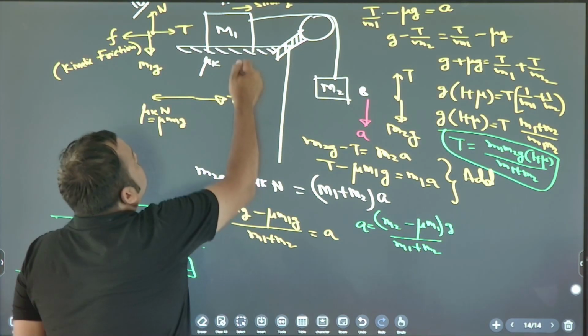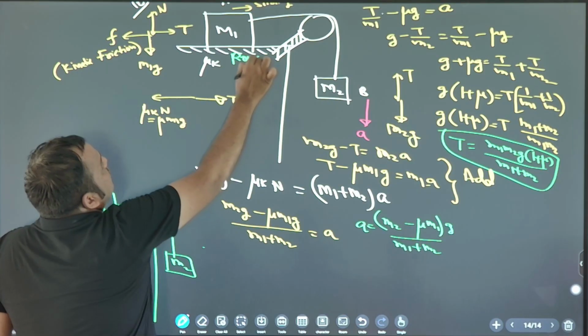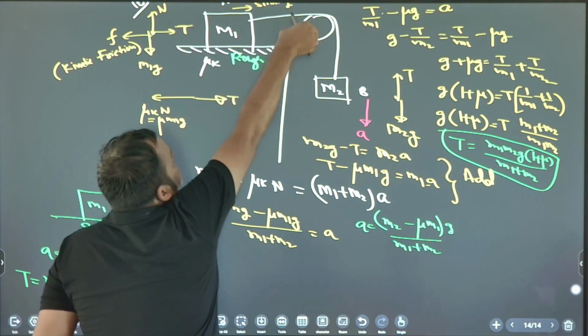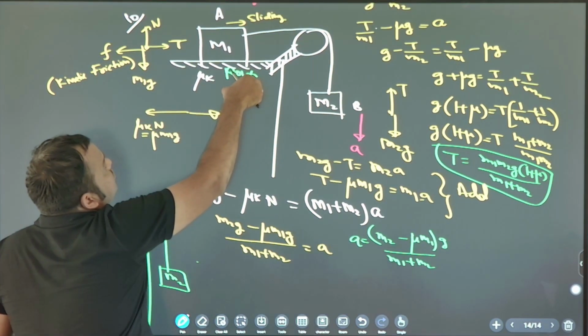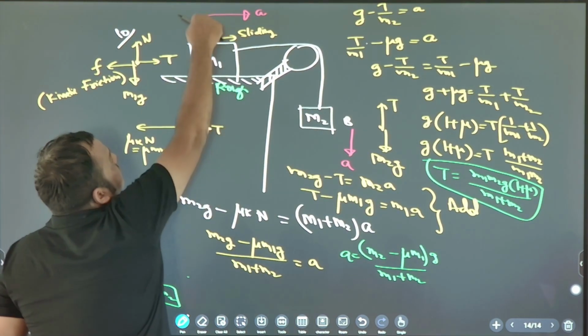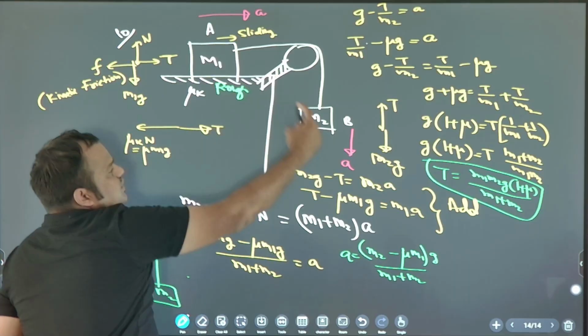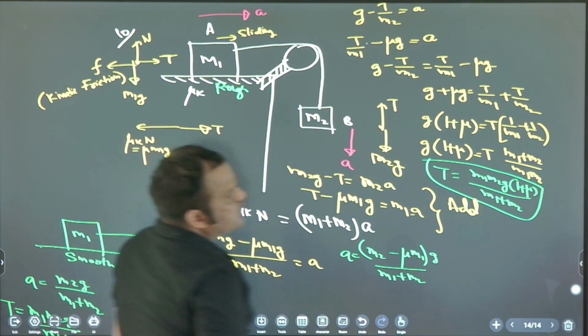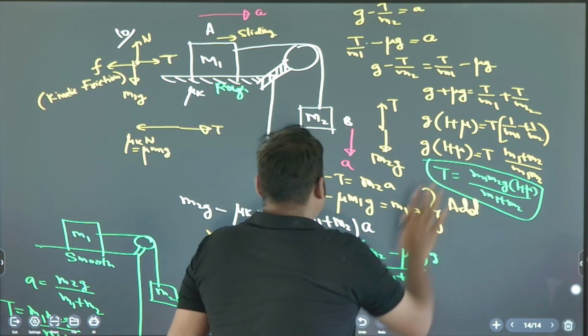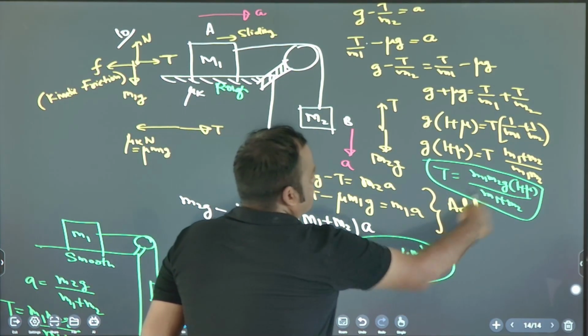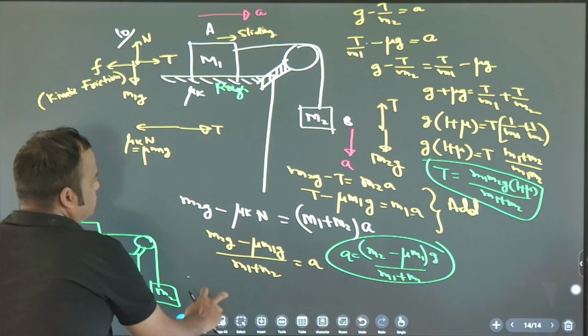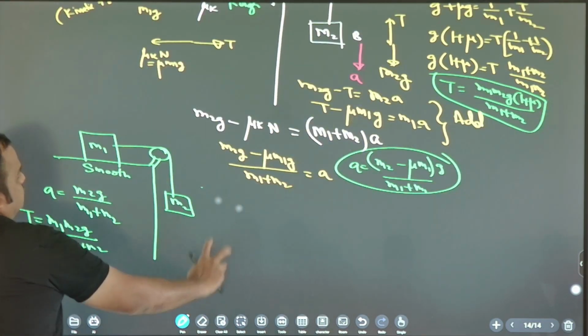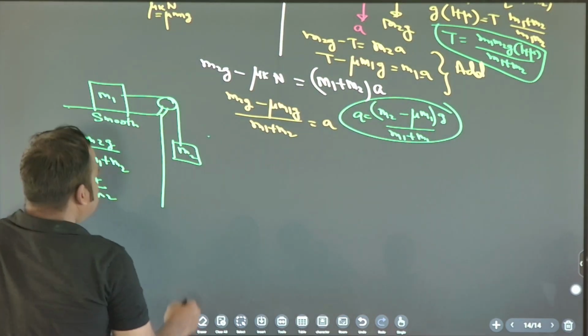But here it is rough. When it is rough, it is sliding like this. So acceleration is to the right side, and for this block acceleration is downward. So these are the formulas. Okay, remember these: acceleration and tension. Okay, tell me next.